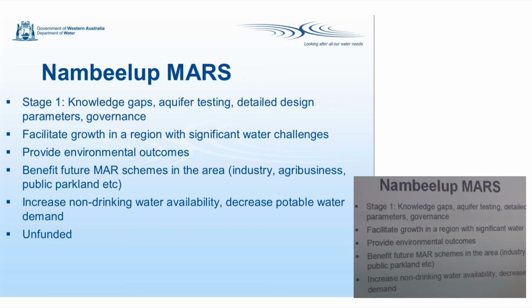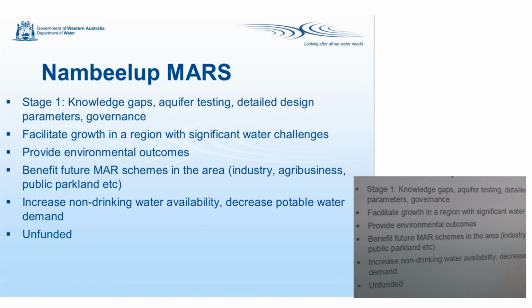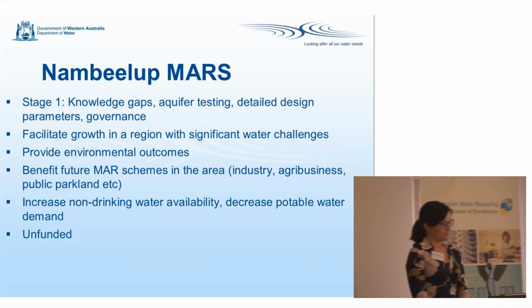It would facilitate growth in the region, which has significant water challenges of having too much water but not enough water, and provide environmental outcomes. Also, the information would benefit future managed aquifer recharge schemes in the area, and talking with our stakeholders, they're quite interested in this opportunity. The scheme in its full-blown capacity would also provide up to 7,000 jobs in the Nambuliup industrial estate, and perhaps another 1,000 to 1,200 in agri-precincts that would be dotted around the Peel region.